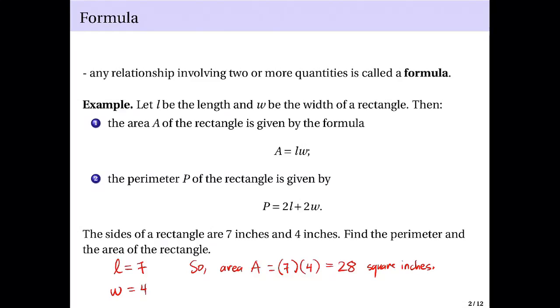And then for the perimeter P, this is just twice the length. So 2 times 7 plus twice the width, which is 2 times 4. So this is equal to 14 plus 8. This is equal to 22. And the unit here, it's just inches. Okay?